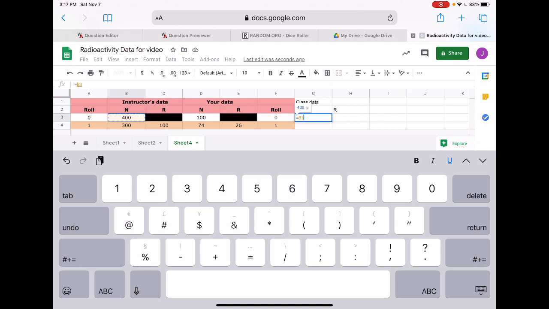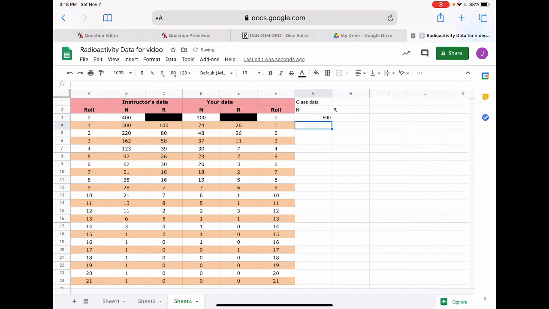And then I'm going to say plus. Then I'm going to touch the other cell. Click on that. There we go. D3. Okay. And I'm going to hit return. And there you go. You can see it did it for me.